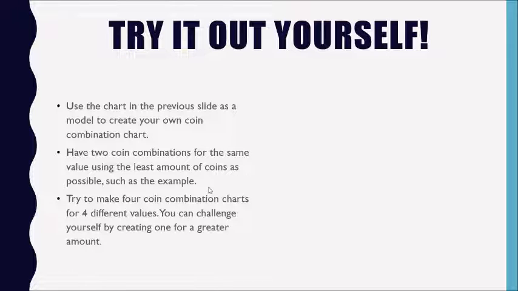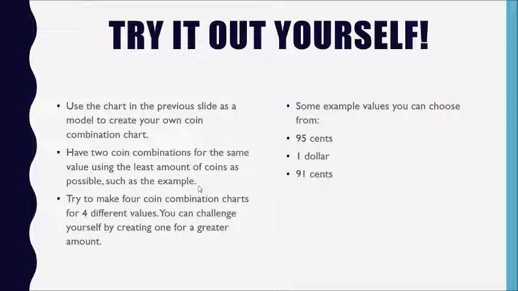And go ahead and try to make 4 different charts for me. You're going to try to make 4 coin combination charts for 4 different values. You can challenge yourself by creating one for a greater amount. Here are some examples of some values you can choose from. You can do one for 95 cents. You can do one for $1, 91 cents, 98 cents, 27 cents, or you can do it for any value you choose.